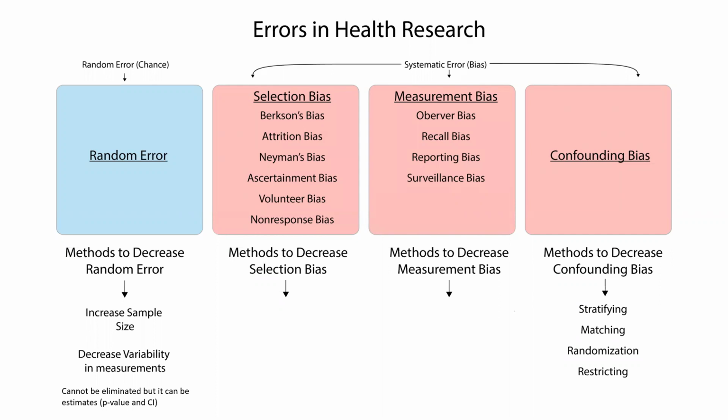And now for selection bias, it's way more complicated to decrease. It's really more challenging than measurement bias. We talked about Berkson's bias if we have hospital patients, attrition or loss to follow-up bias, Neyman's bias, or incident prevalent case bias. There is also ascertainment bias or detection bias, volunteer bias, and non-response bias. In your opinion, how can I decrease the selection bias?